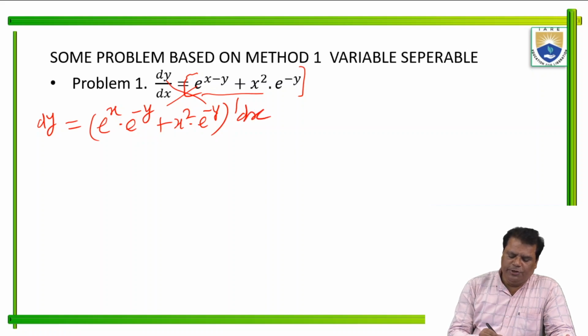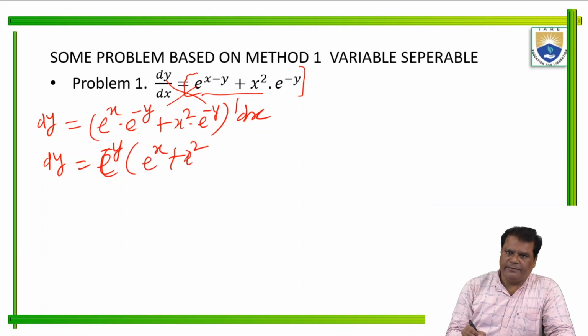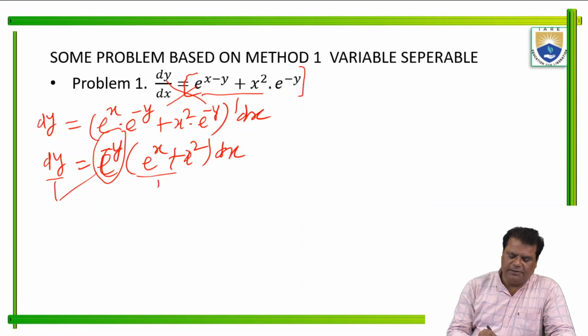Now e to the power minus y is common, so we get e to the power x plus x square, into dx. Here this function is not suitable, so we take it like this and cross multiply.